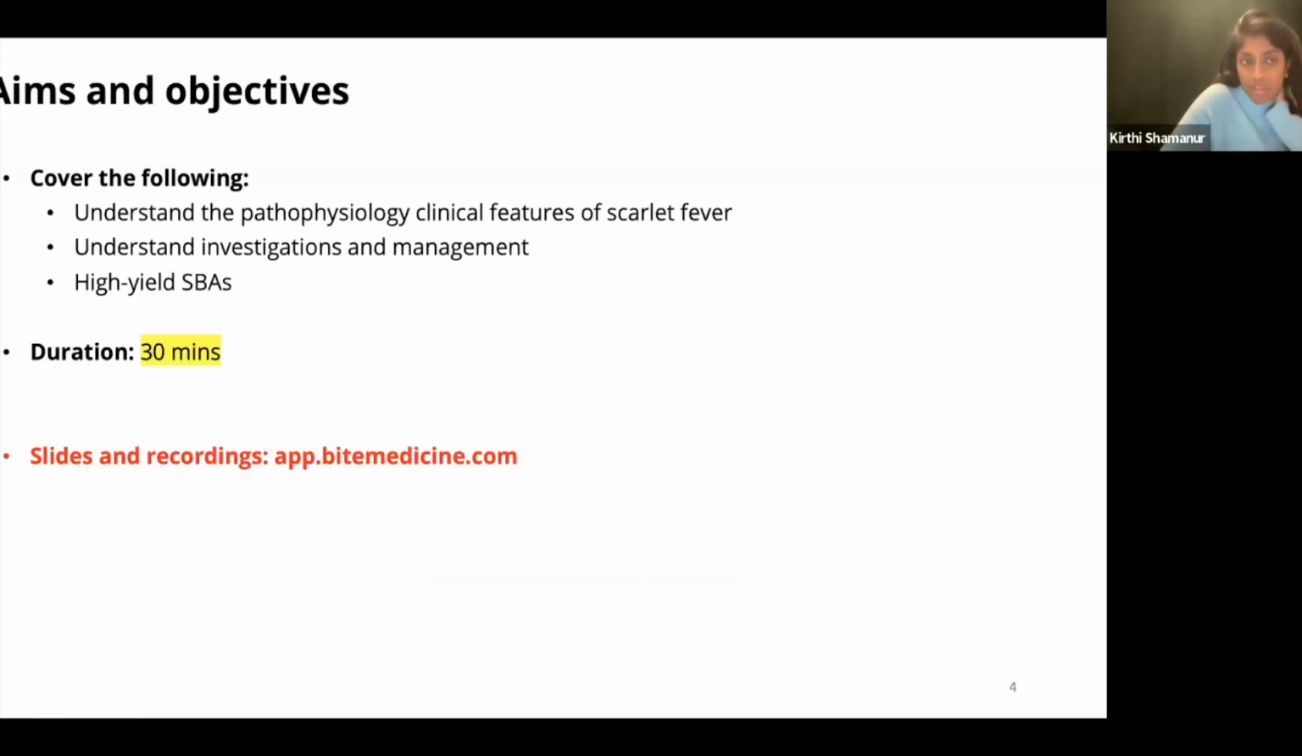So on to Scarlet Fever. We're going to talk through pathophysiology, clinical features, run through investigations and management, and I've also scattered some questions in there as well. There's not a chat on here, but there's a Q&A tab, so I don't think you guys can see it, but I can see them. So whilst we do the questions, if you want to just write the answers in there, that should be fine.